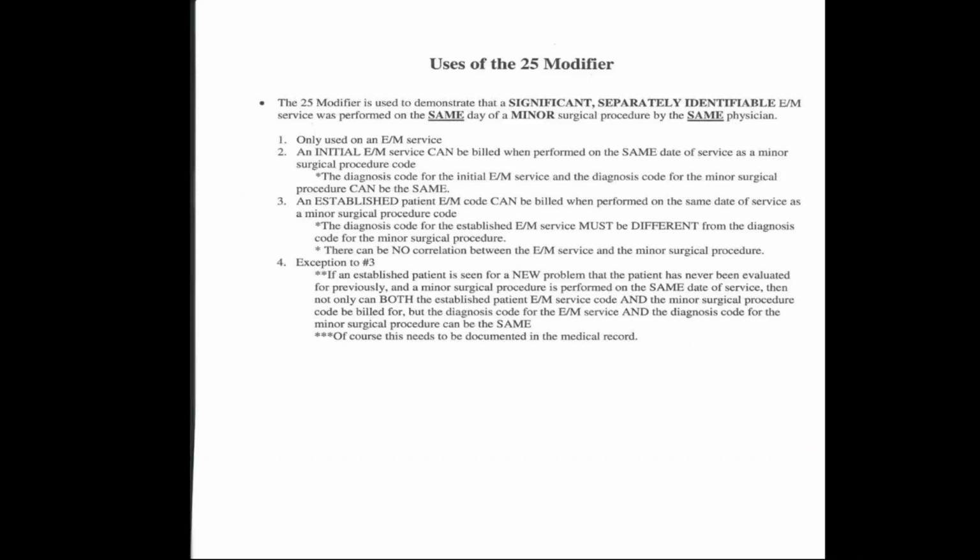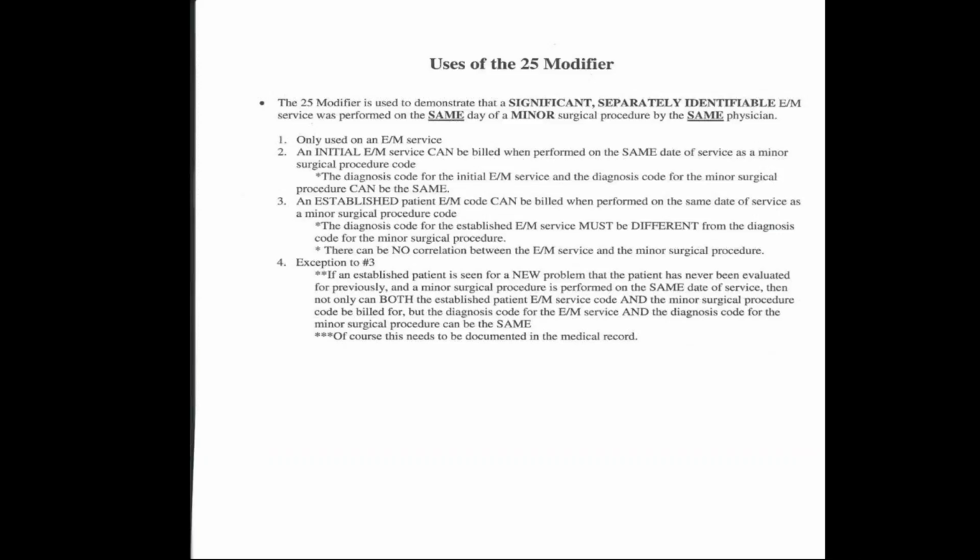In order to get paid for that 99213, you need a modifier, and 25 is the one. Why can you do this? Because the diagnosis code for the established E&M service is clearly different from the diagnosis code for the minor surgical procedure. And there is absolutely no correlation between the E&M service and the minor surgical procedure.